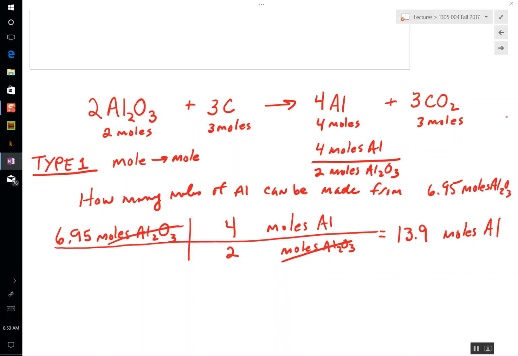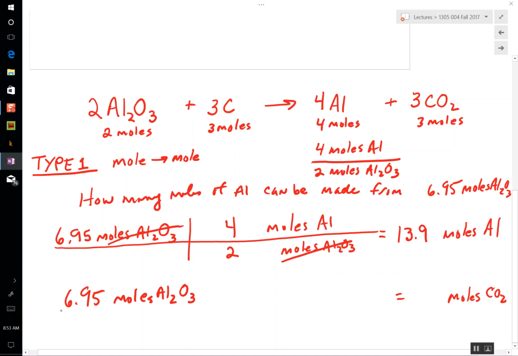So that's type 1. And you could have this kind of problem for anything. I could ask the question, how many moles of carbon dioxide would be produced if I reacted 6.95 moles of aluminum oxide? We won't do the calculation, but I wanted to know how many moles of CO2 resulted. Now you tell me what this should look like right here. What should that look like?